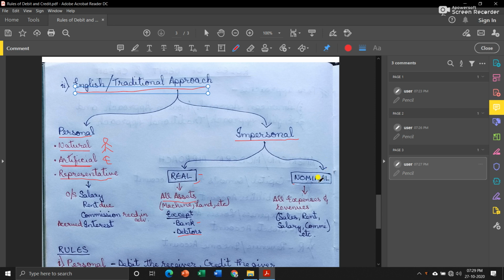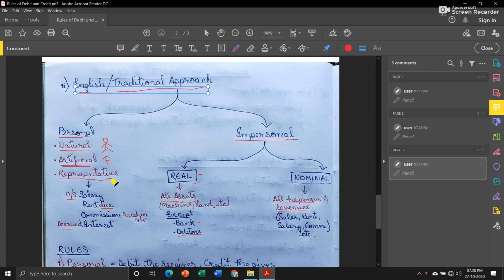Then next is nominal account. Under nominal account all the expenses and revenues are known as nominal accounts, like sales account, rent account, salary, commission, etc. There are other expenses and revenues, all those will be known as nominal accounts. But suppose salary account is a nominal account, and there is any prefix or suffix added to it, like outstanding salary, rent due, commission received in advance, or accrued interest, then those nominal accounts will become personal accounts.